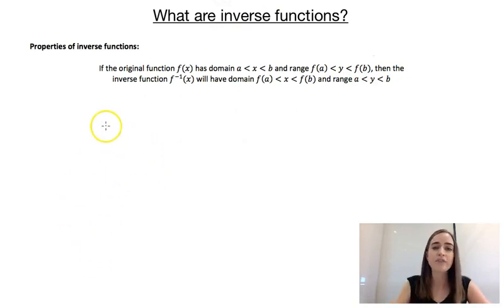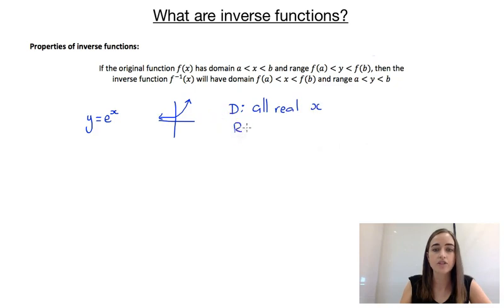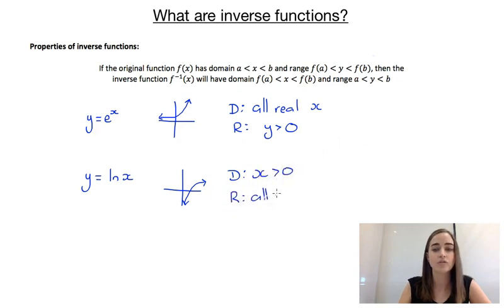And that makes sense when we have a look at functions that we already know. So if we have a look at the function y equals e to the x, we know it looks roughly like this. So we know that its domain is all real x, and its range is y is greater than 0. Now if we have a look at the graph of y equals log to the base e of x, we know that it looks something like this. It's not the neatest graph. So its domain is x is greater than 0, and its range is all real y. So what was the domain has become the range, and what was the range has become the domain.